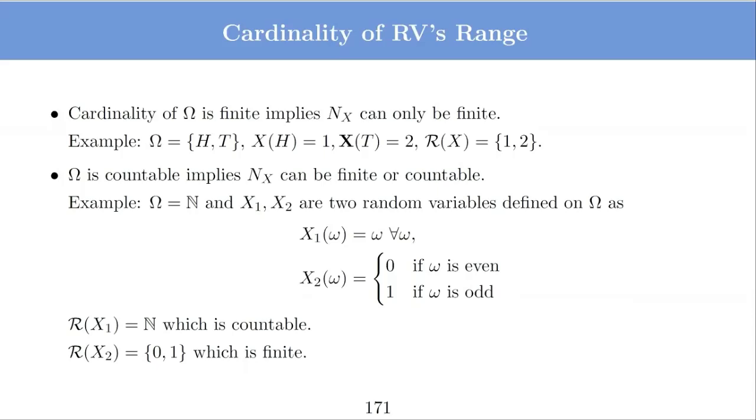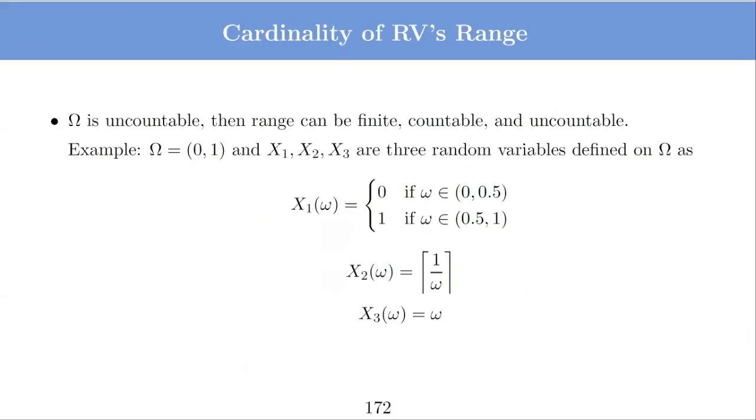Suppose I define another random variable X2, defined as X2(omega) is equal to 0 if omega is even and 1 if omega is odd. So if you pick 1, X2 would be 1. If you pick 2 or 4, X2 would be 0. So in that case, X2 only takes two values, 0 and 1. So its range has cardinality 2, which is finite.